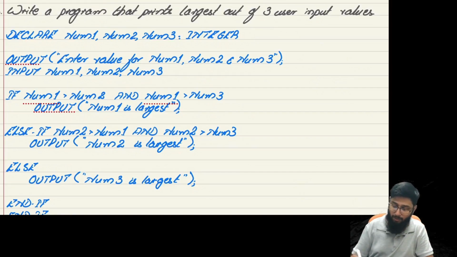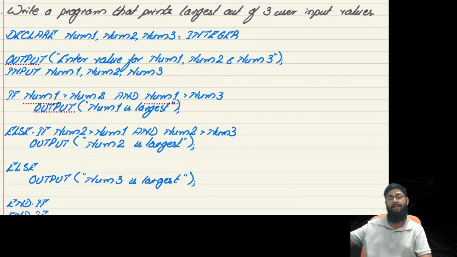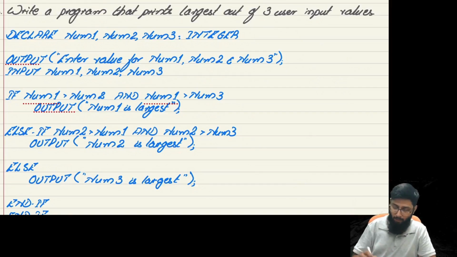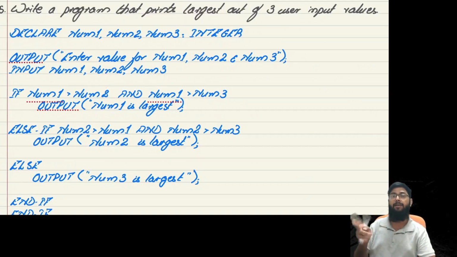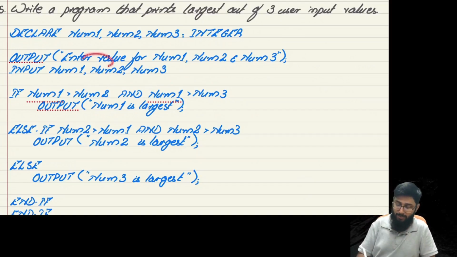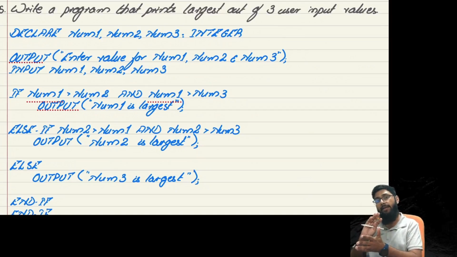Then it says output, enter the value for num1, enter the value for num2 and num3. That will be a prompt statement that will be printed on your screen. Now you say input num1, comma. The first value that you input will go into the variable num1, then the second into num2 and the third into num3. If you change the placement, for example num2 first and num1 second, then the first value that you input will go into the variable num2. Make sure of this, so you can't actually swap the values.